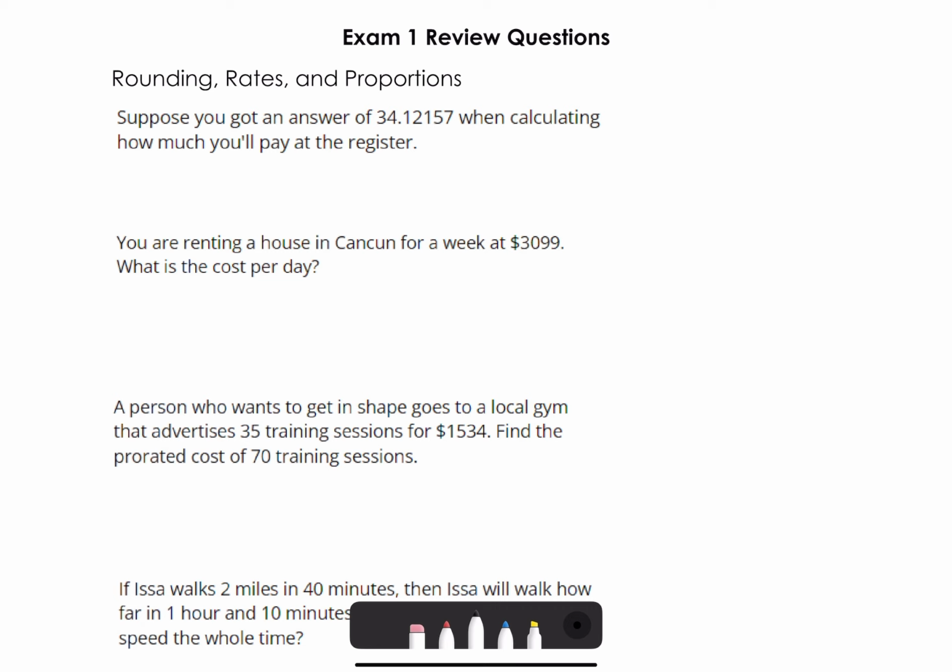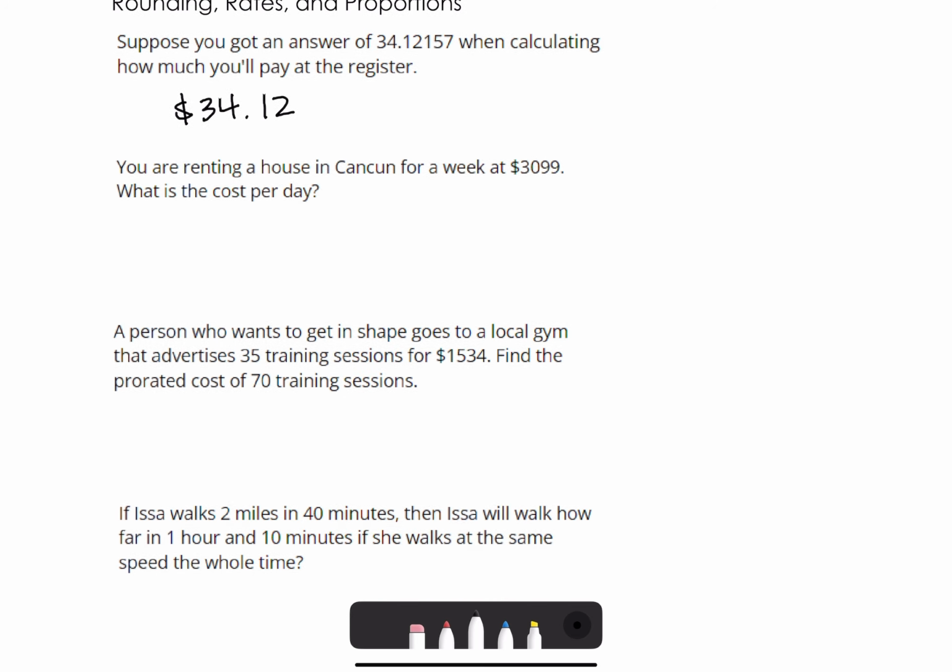And the first one's pretty easy. Suppose you got an answer of 34.12157 when calculating how much you'll pay at the register. How much will you actually pay? I realized that I cut off part of that question. So for money, we round to 2 decimal places. So it'd be $34.12.